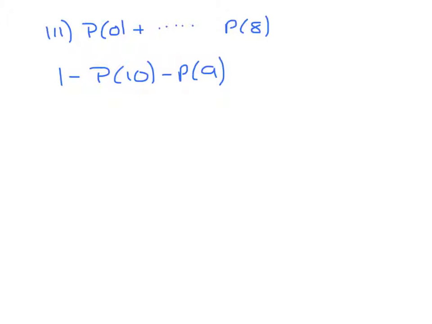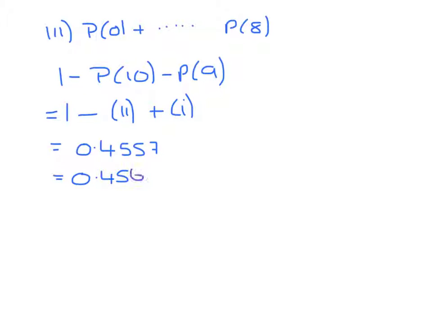Part 3 then is at most 8, so that's the probability of none right up to the probability of 8. So we want to do 1 minus the probability of 10 minus the probability of 9. Quick way to do this is using our previous answers, and that would be 1, take away the answer to part 2 and add the answer to part 1. So we're taking away the values of 10, 9 and 8, and then we're adding 8 back in, and this gives us 0.4557, which to 3 significant figures is 0.456.